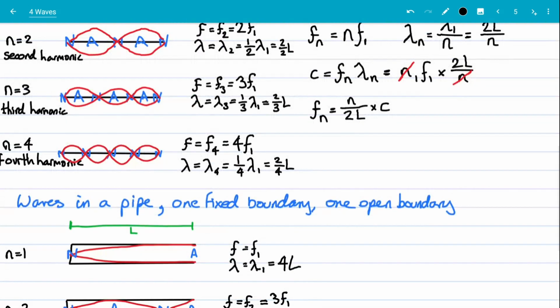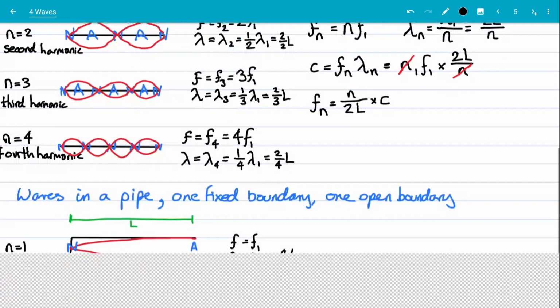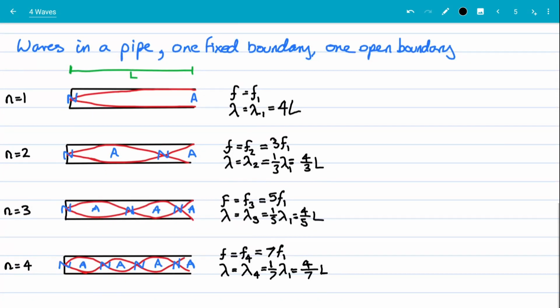Now, what else did I say? Oh, I was using a general equation. So let's see if we can come up with a general relationship for lambda. What we could say is that lambda n is going to be equal to, and you can see these numbers yourselves, 4 over some other number which we're going to figure out in a second, multiplied by L.